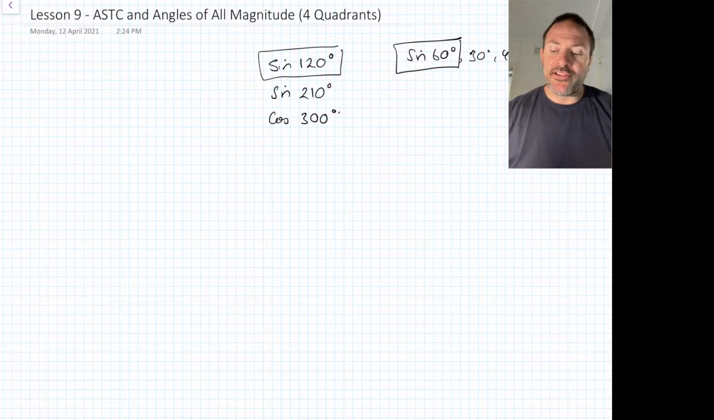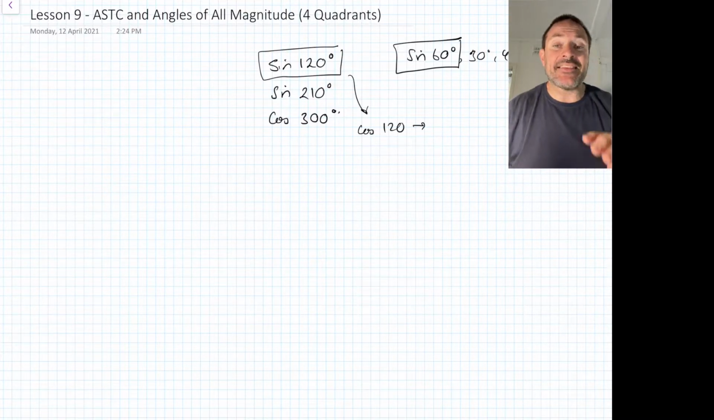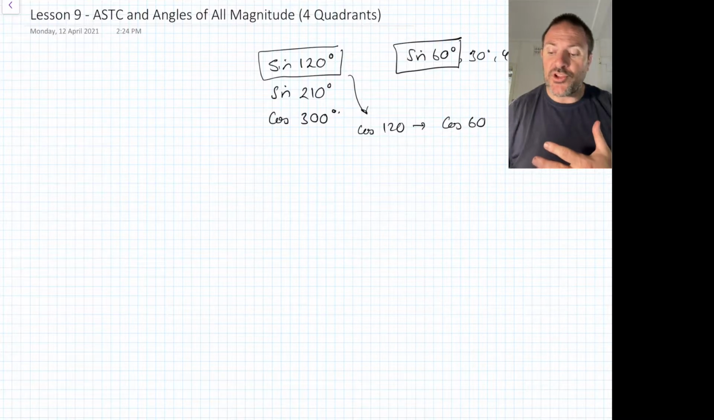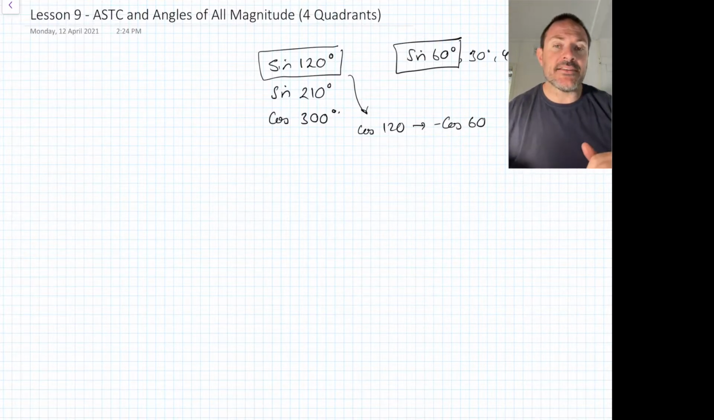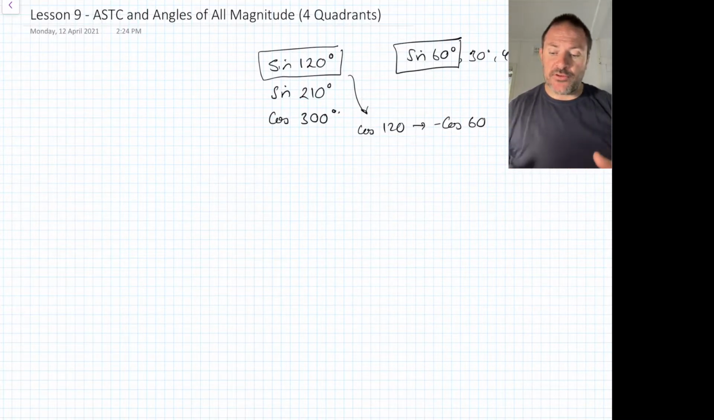We also worked out that we could find the value of, let's say, cos 120 because we knew that it had the same value as cos 60 degrees. Again, same thing, that supplementary angle. But we knew that the value would be negative because it's in that second quadrant. So we have spoken about this already.